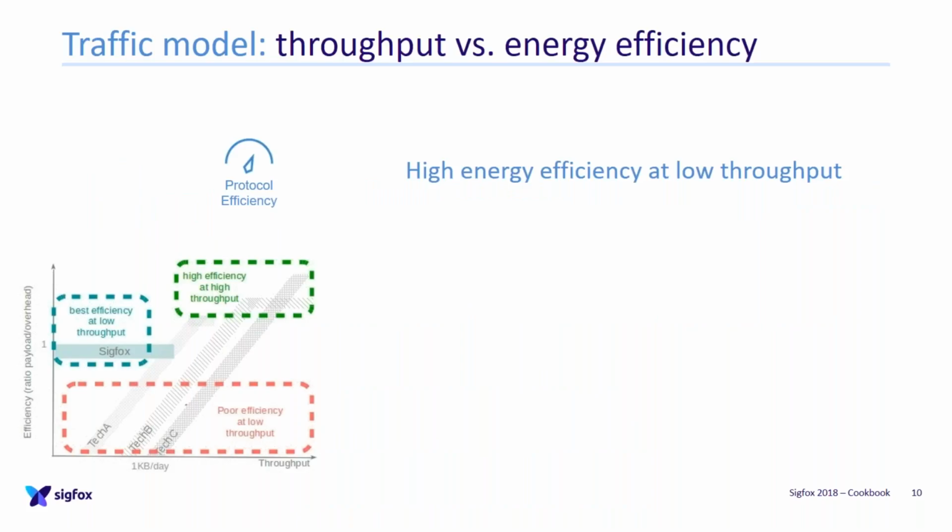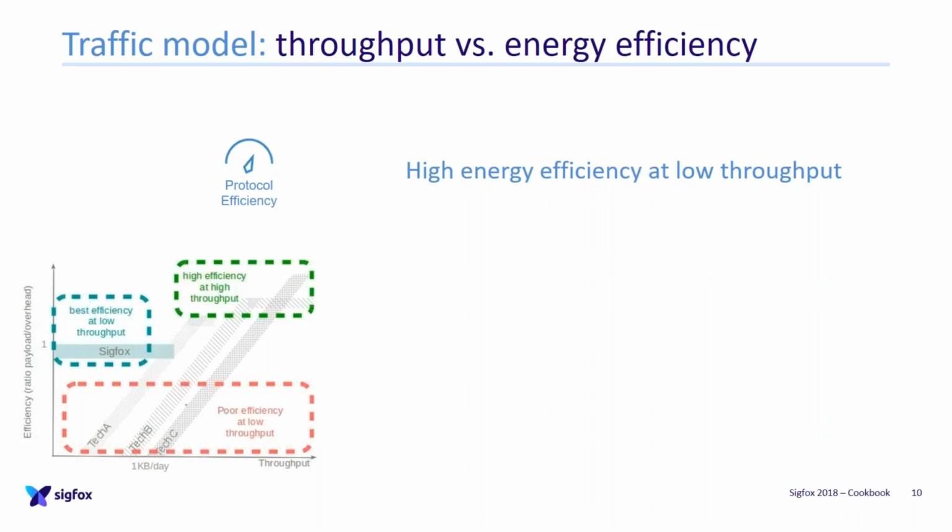Okay, so you probably know that Sigfox is classified among the low throughput networks. Now, what does it mean, low throughput network? It means that because we pay a fixed protocol overhead per datagram, so per transaction, in fact, we have a fixed efficiency. So the ratio payload over overhead is constant, whatever the device throughput.